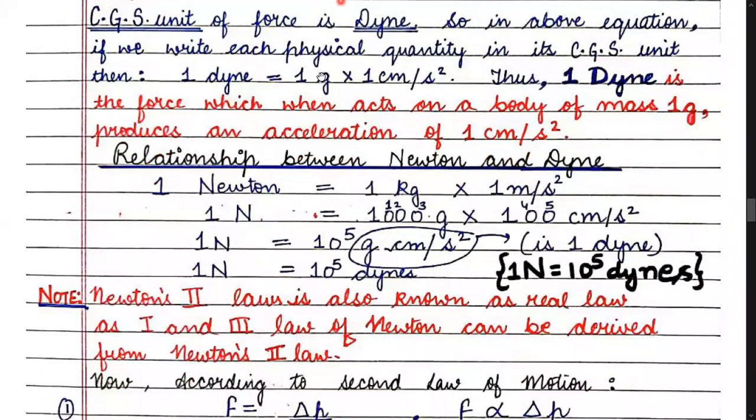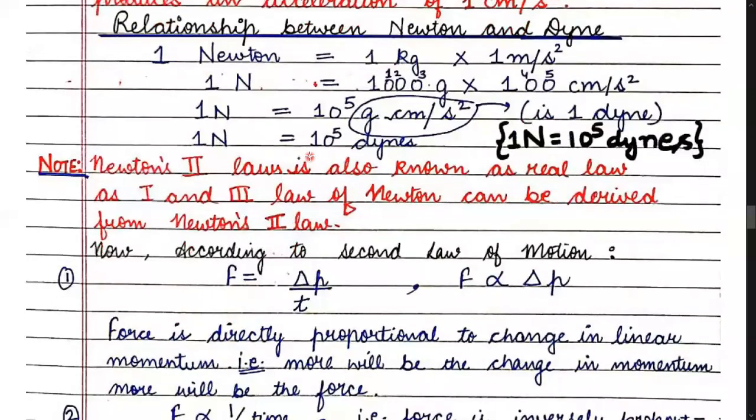Now CGS unit of force is dynes. And 1 dyne, since it is CGS, can be written as gram into centimeter per second square. So the definition remains the same. You have to just write down the different form of units. So 1 dyne is the force which, when it acts on a body of mass 1 gram, produces an acceleration of 1 centimeter per second square.